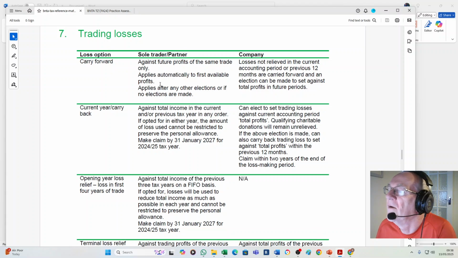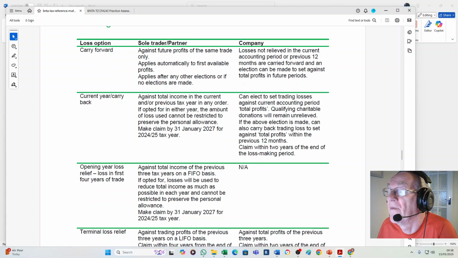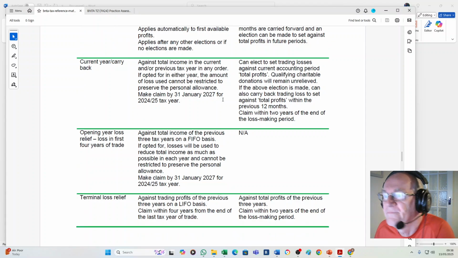Right, all of the available profits, and obviously it's the same trade. So if she starts to do something else, it won't count. After other elections, so she can still carry forward a loss and have a personal allowance. Current year carry back. Opening loss is irrelevant. She's not an opening business. She's been trading for several years. Again, you can put that one in if you want to show the examiner some knowledge.